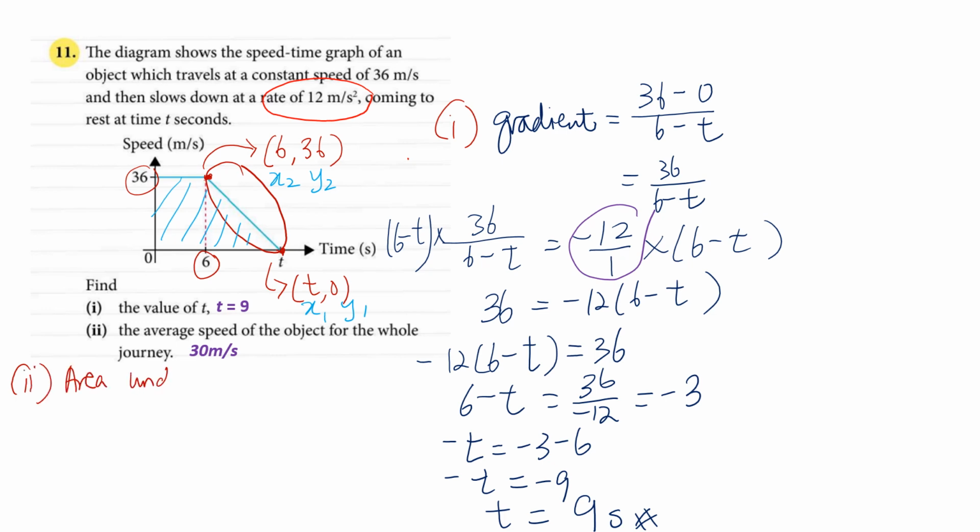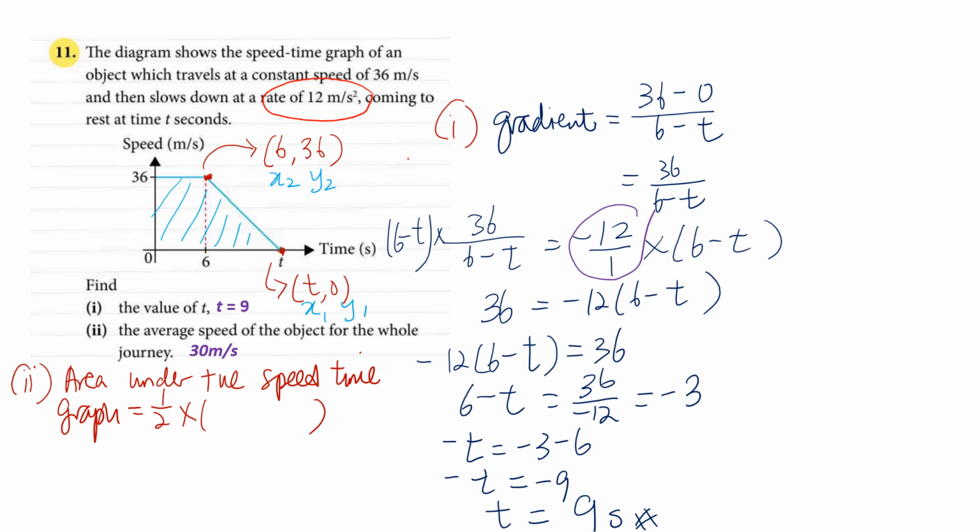So the area under the speed-time graph is basically the area of the trapezium. The formula is half times the sum of the parallel sides. So where are the parallel sides? Okay, I'm going to remove this, otherwise it's very messy. The first one is this here, which is just 6, from here to here.